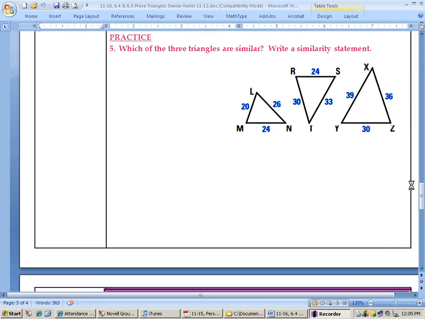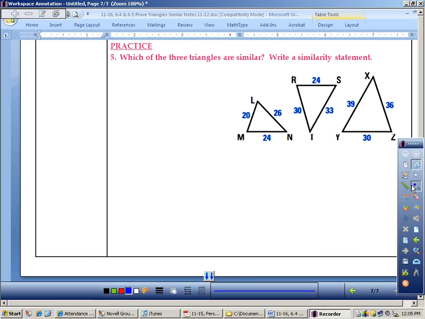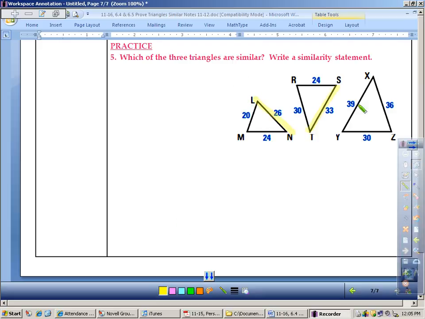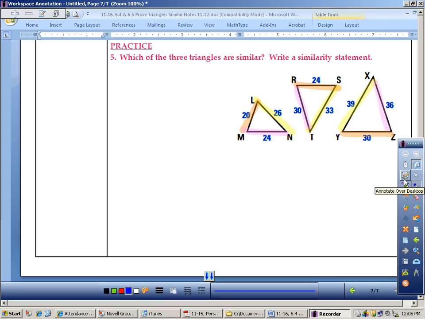Practice number 5. We're trying to identify which of the triangles are similar. And again, we just compare the corresponding parts. As I look at this shape, here's the largest side, so I'm going to compare it to the largest side, to the largest side. And then I have the shortest side goes to the shortest side, to the shortest side, and then the middle, middle, and middle. And then I can begin to compare.